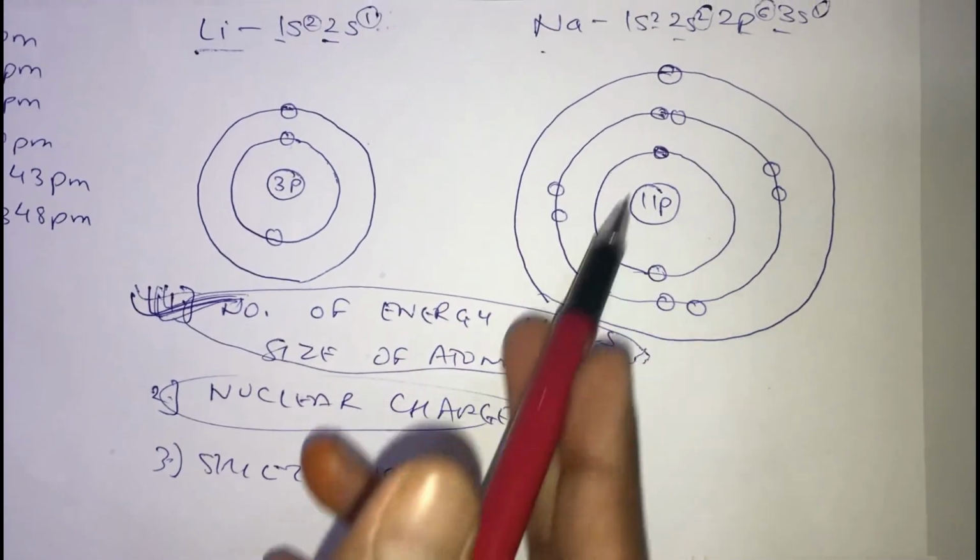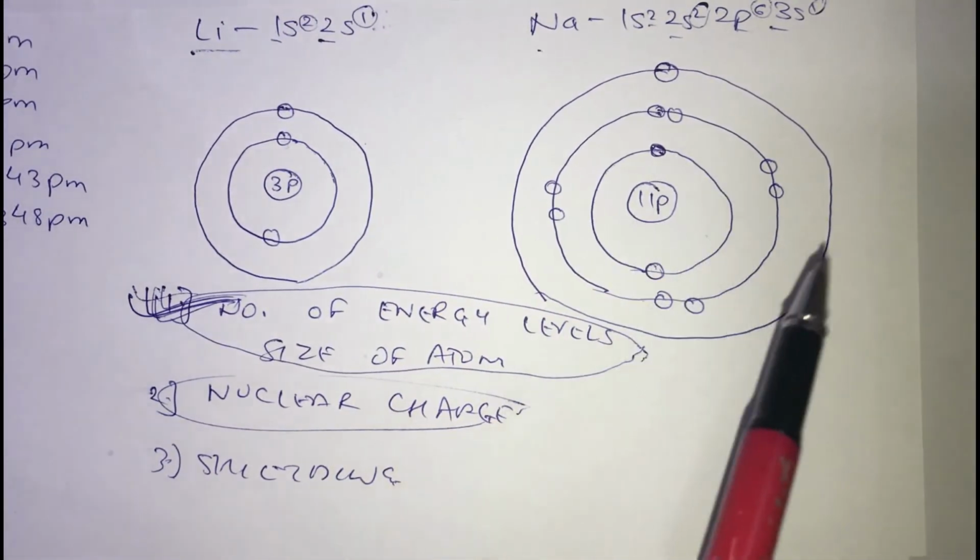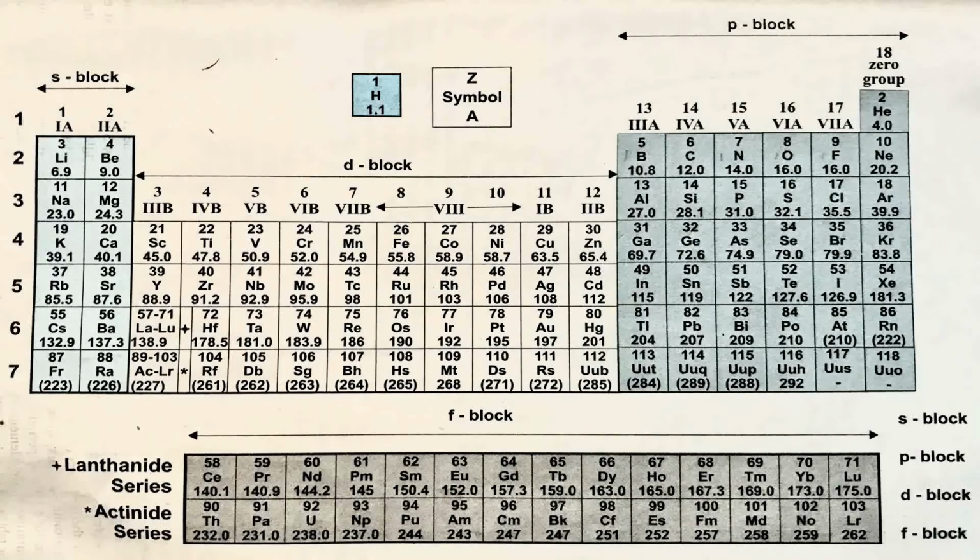So guys, what we have seen is that if you compare two elements and if one element has greater number of energy levels, then it is obvious that the element having greater number of energy levels is going to have greater atomic radius irrespective of nuclear charge and shielding effect, because nuclear charge and shielding effect will have less impact as compared to the number of energy levels.